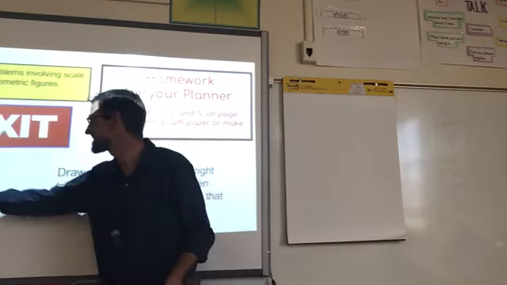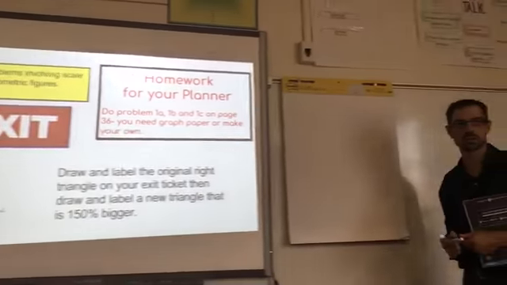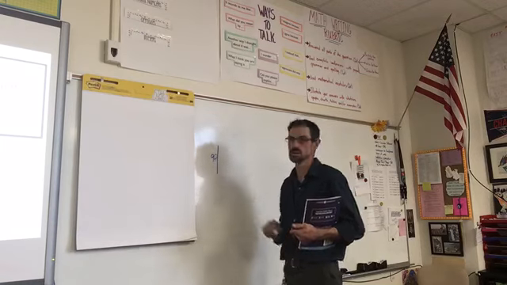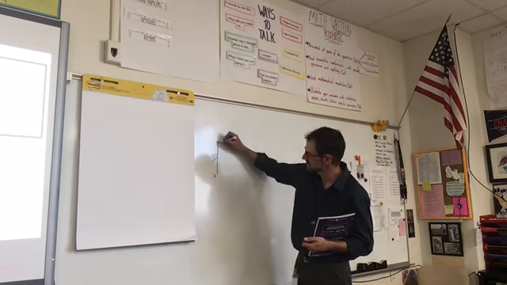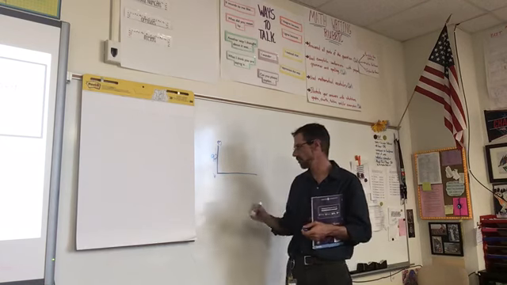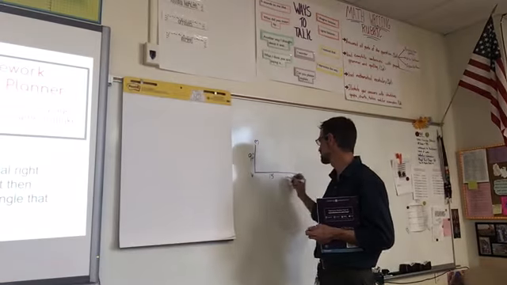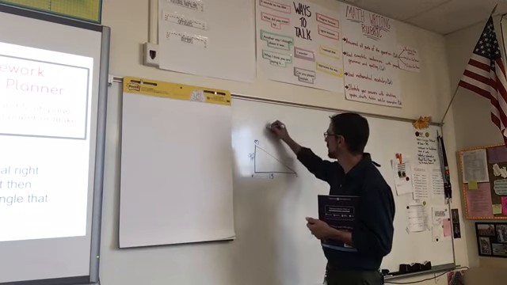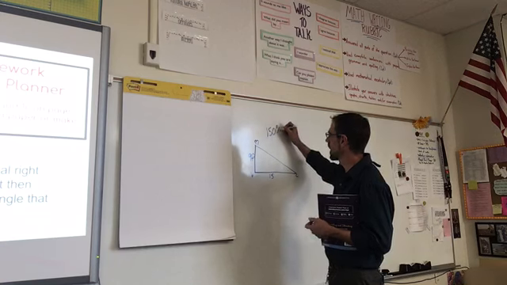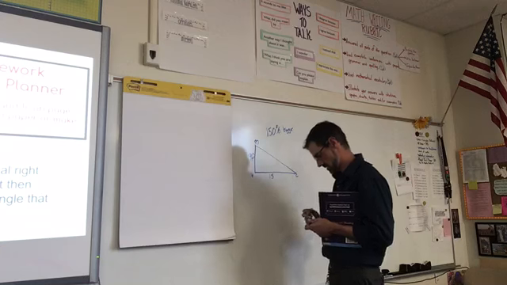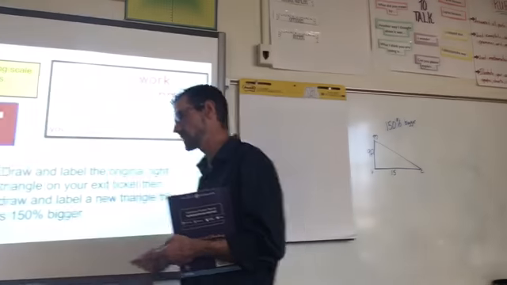So you should have the old triangle because it says draw and label, ABC, 6 by 10. You have that triangle on your exit ticket. And then you're going to have this new triangle that has a 9 foot height, and it can be called ABC too. And then what is the length? 10 times 1.5 is 15. Connect it. Done. And you could put on your paper 150% bigger.